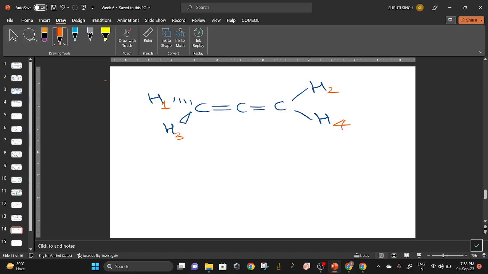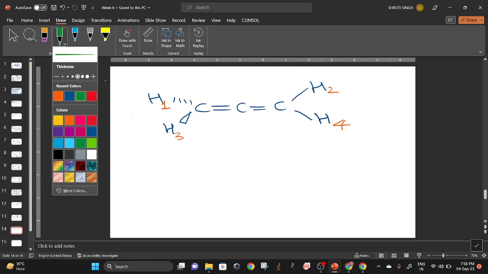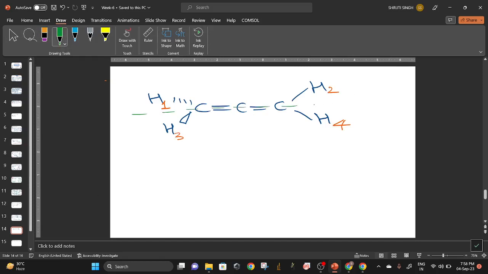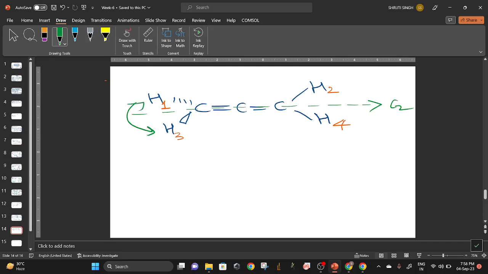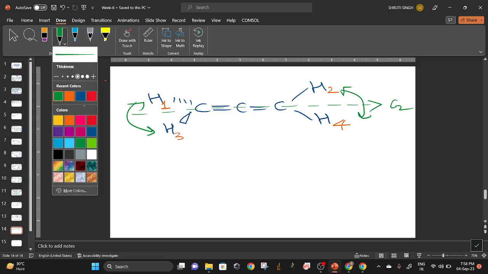C2 is the same because the principal axis I cannot change. So this is C2. Now when I apply C2, these two will get exchanged, H1 and H3, and H2 and H4 will get exchanged. Now how will the matrix be? 1 is becoming 3.